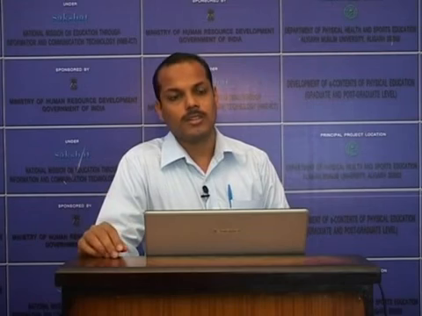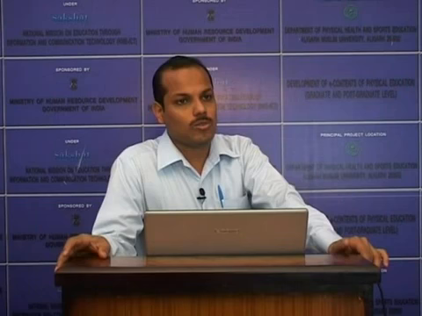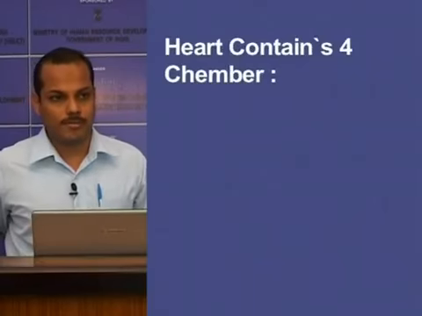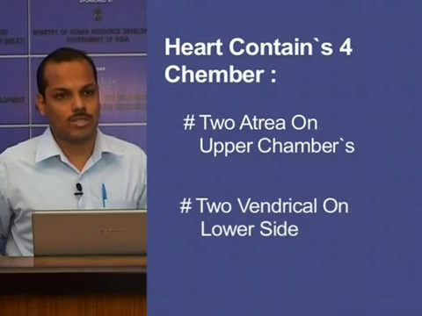I'll give you a brief description about the anatomy of the heart. As we already discussed, the heart is the major organ in the circulatory system. It's a hollow muscular organ, around 300 grams in weight, and almost the size of a fist. The heart contains 4 chambers: 2 atria on the upper side and 2 ventricles on the lower side.